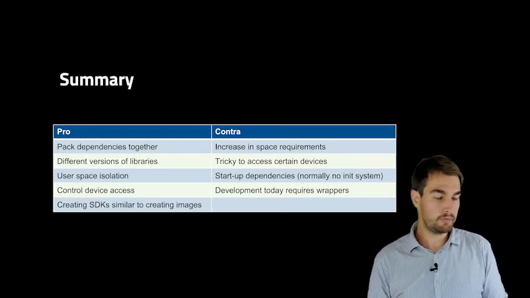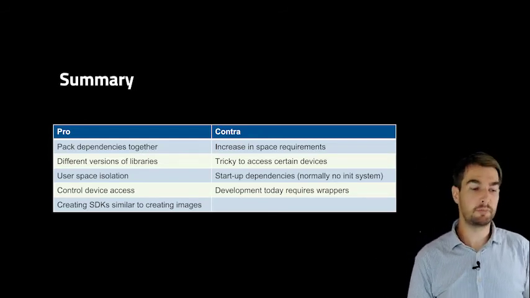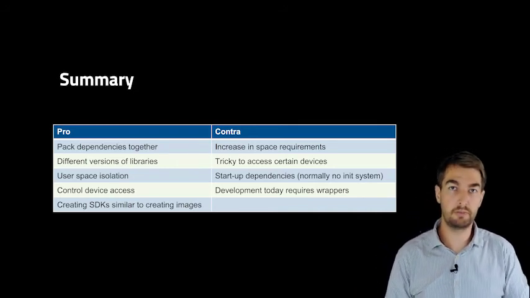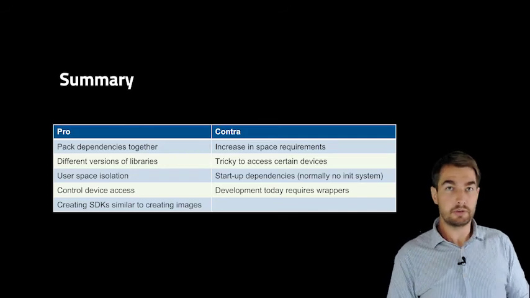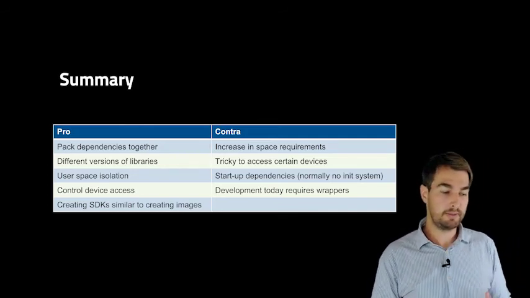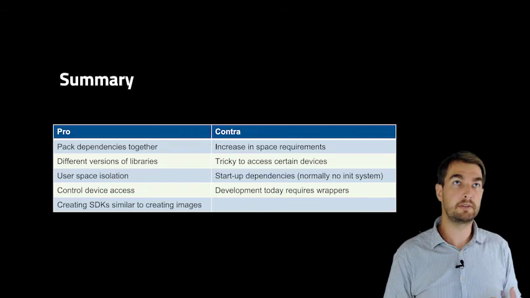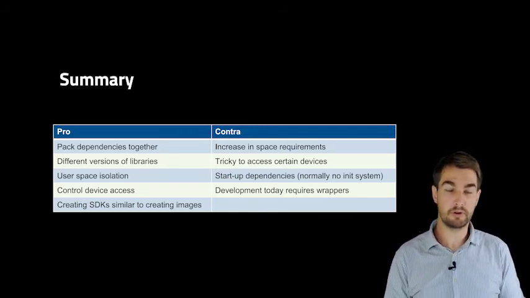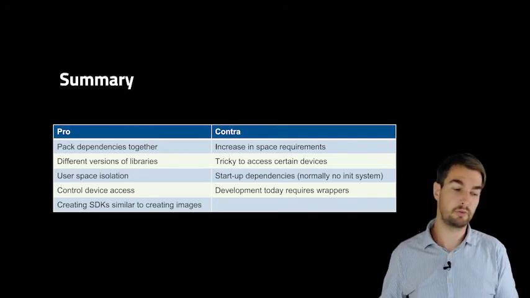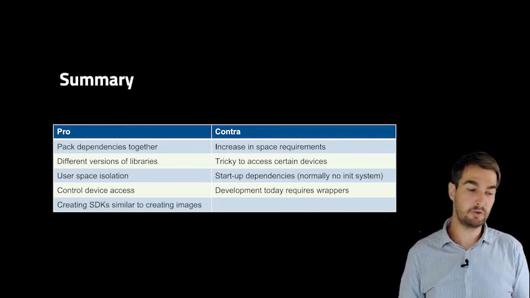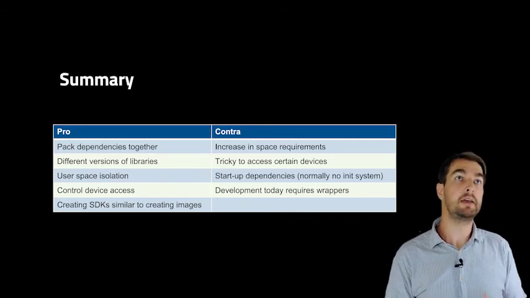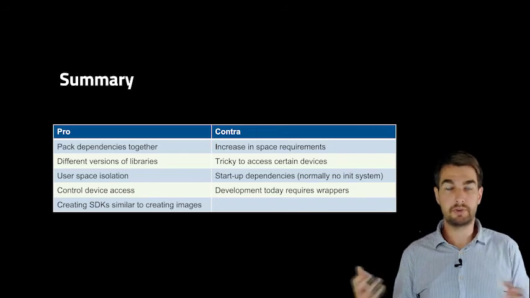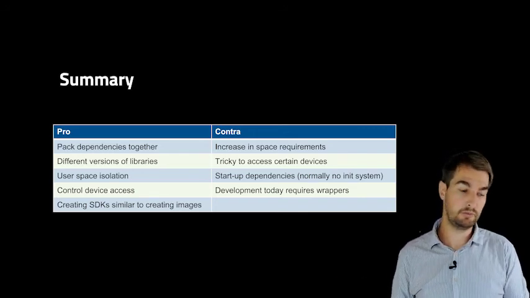Then we come to a summary. What are the pros and cons of using Qt or containers in general for development? The nice thing about the containers are that you can pack dependencies together. So that's nice if you work with embedded devices as well as if you work on desktop machines. You can have different versions of libraries running in different containers. So you can use Qt 5.2 and 5.12 in parallel if you need to do that.